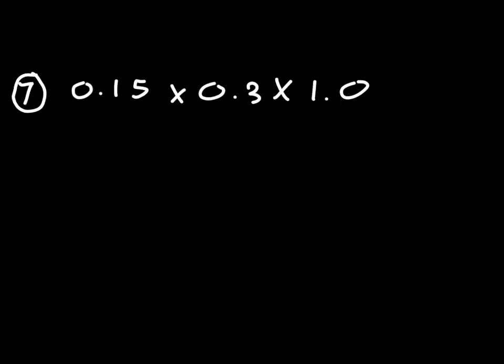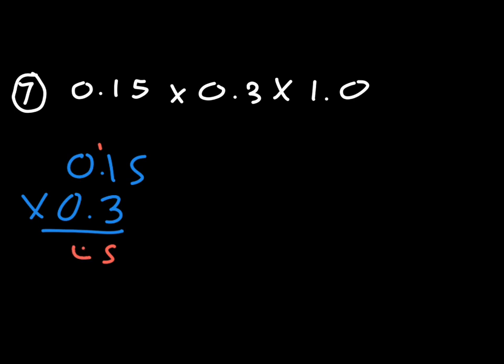For question number 7, we are asked to multiply 0.15 by 0.3 by 1.0. So we are going to do this piece by piece. So we are going to start off by saying 0.15 times 0.3. This will give us 3 times 5 is 15. 3 times 1 is 3, plus 1, that gives us 4, and 3 times 0 is just 0.